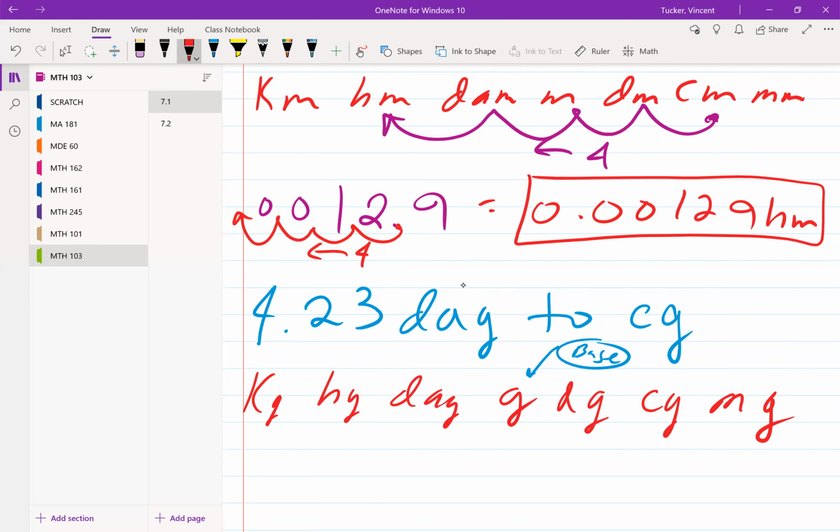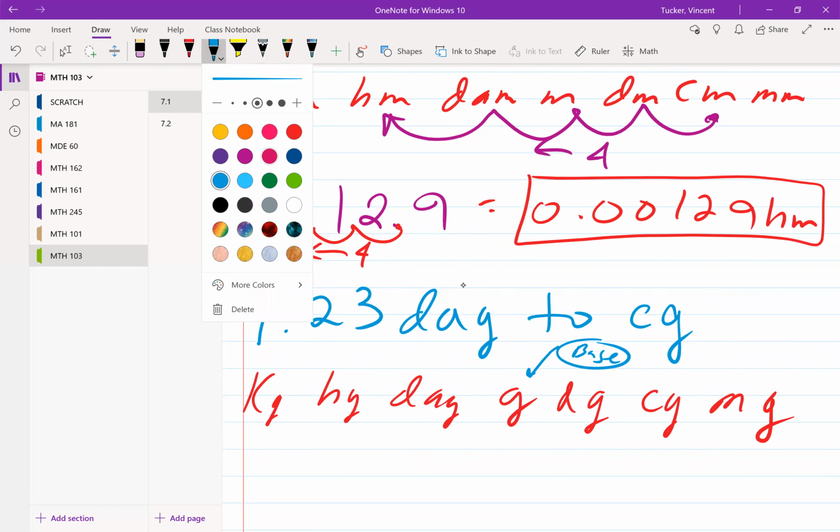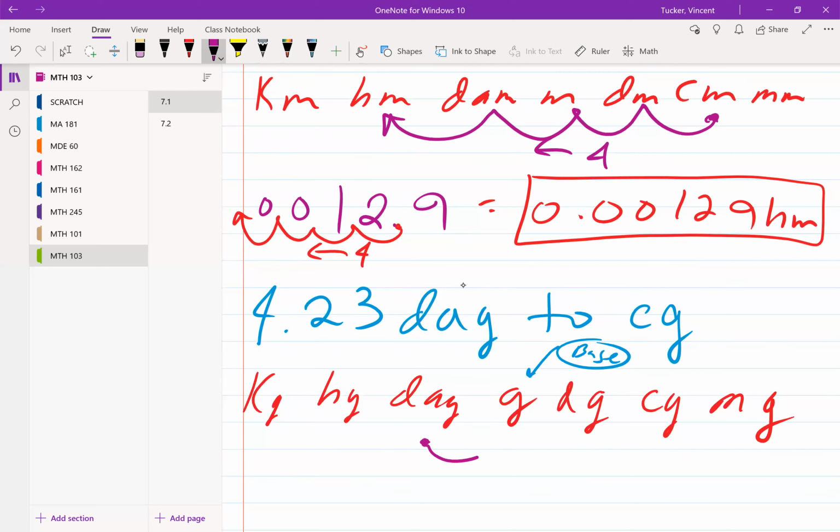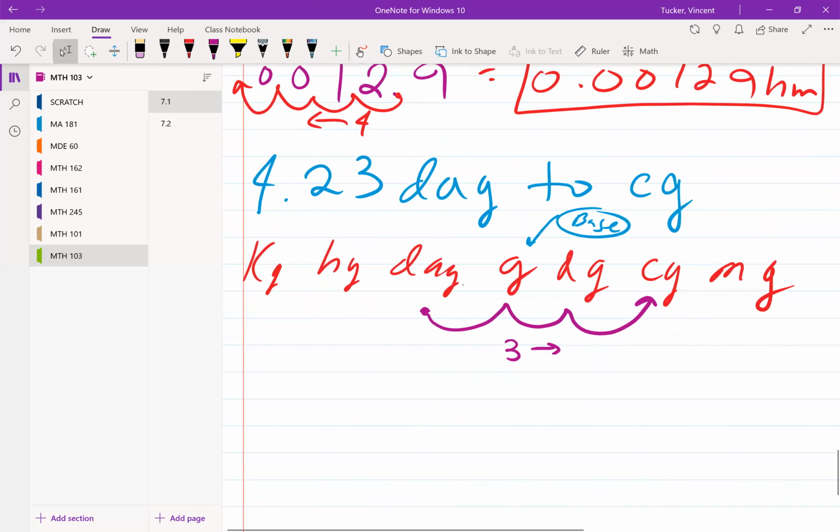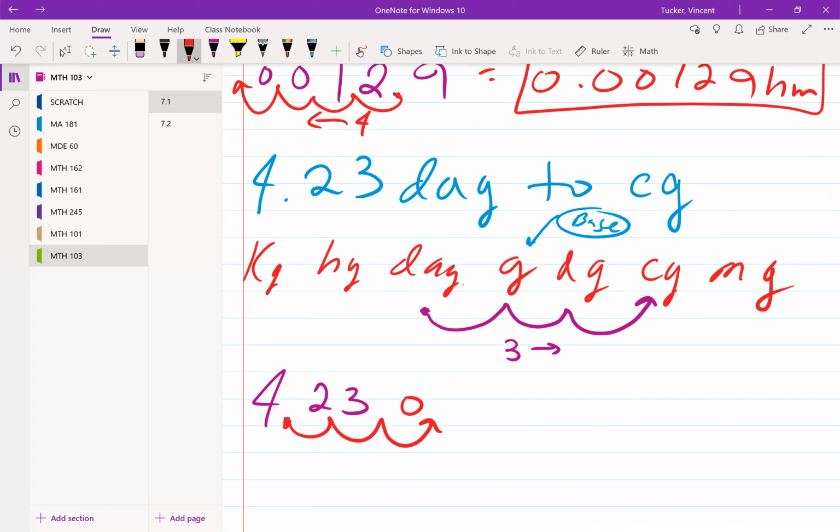So I start off with decagrams, and I want to go to the right, 1, 2, 3 to the right. So I'll take that value that I had, which is 4.23, and I take the decimal 1, 2, 3 to the right, use a 0 as a placeholder. And the answer is 4230 centigrams.